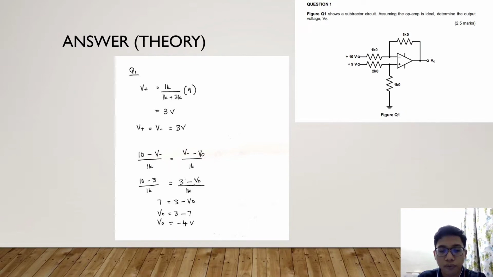substitute the value of V minus into this formula. As you can see here, (10 minus V minus) over 1K equals (V minus minus V output) over 1K, which is actually current in equals current out. So we just substitute the value of V minus into the formula. So (10 minus 3) over 1K equals (3 minus V output) over 1K. So we get the value of the output voltage as negative 4 volt.